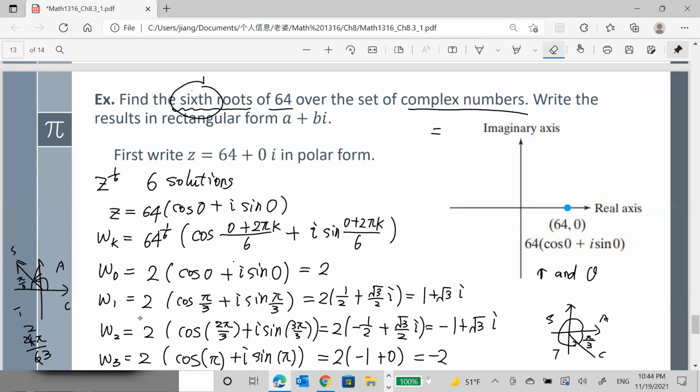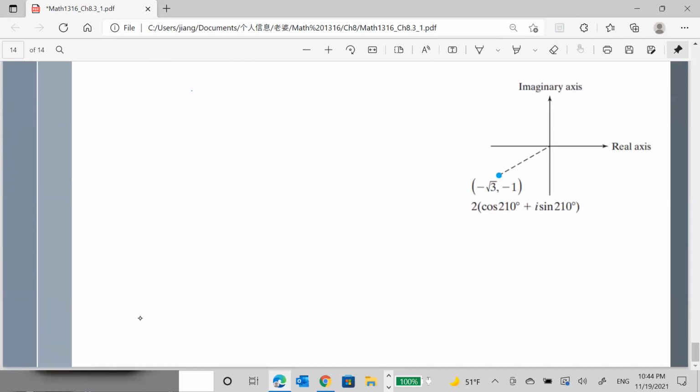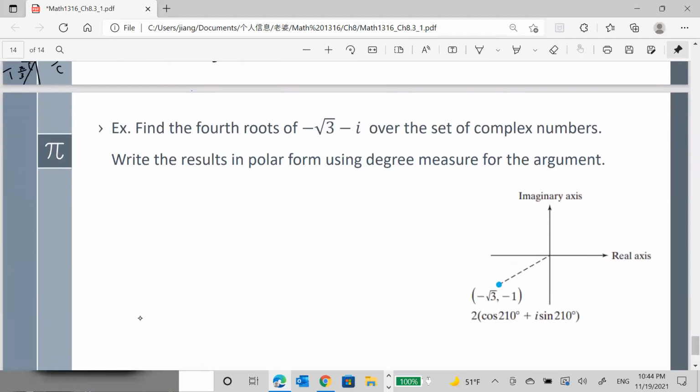Let's continue. I think this video is very long. Let's continue. This is the last question. I'm so happy. Example, find the fourth root of negative square root of 3 minus i over the set of complex numbers. So fourth root, that means there are four solutions. Write the result in the polar form.